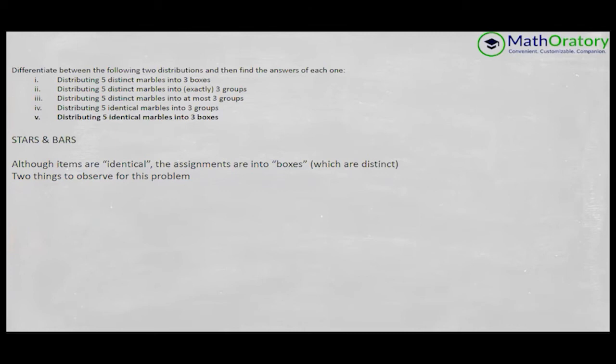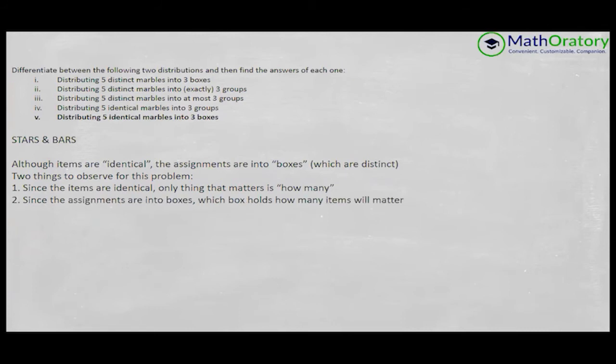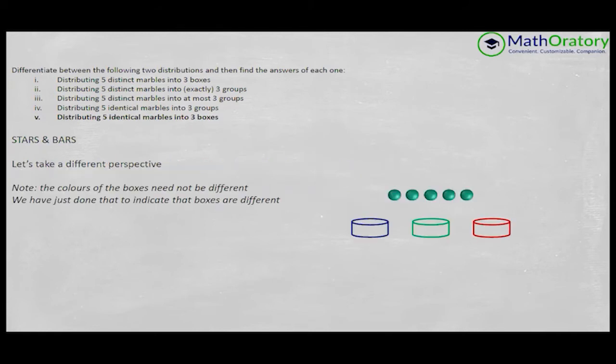Two things that you should be observing in this problem. Number one, since the items are identical, the only thing that matters is how many. And also, since the assignments are into boxes, which box holds how many items will matter as opposed to groups, isn't it? So if you think about boxes, the boxes are different to each other. So how many items each box is holding actually matters. So we can take that perspective now, right? So how to take that perspective?